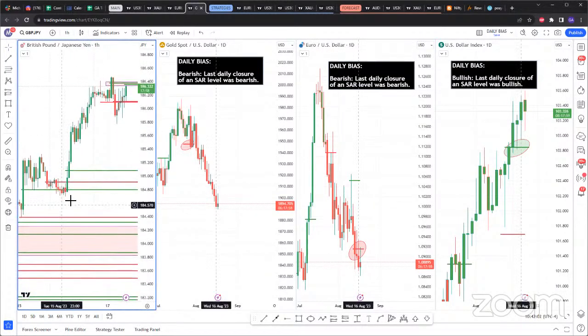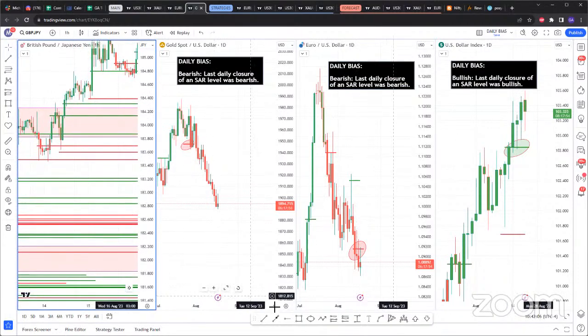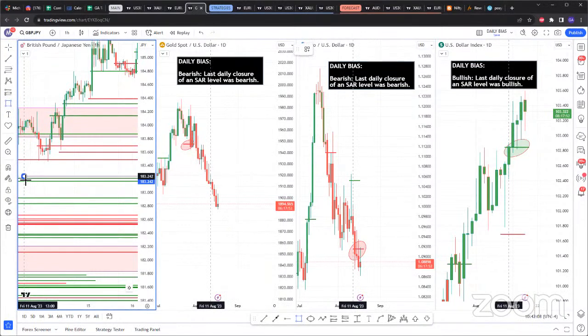Okay, I go back down on the hourly. I really don't have any other double SARs other than down here. So you see what you're doing here: you're not chasing the price. Yes, the bias is bullish, but GJ can start reversing right now.